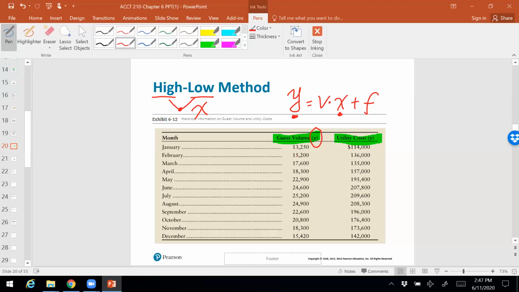Do me a favor. Which one is high and which one is low? Tell me. Put your answer somewhere. Highlight it. And check your answer with me in the next video.